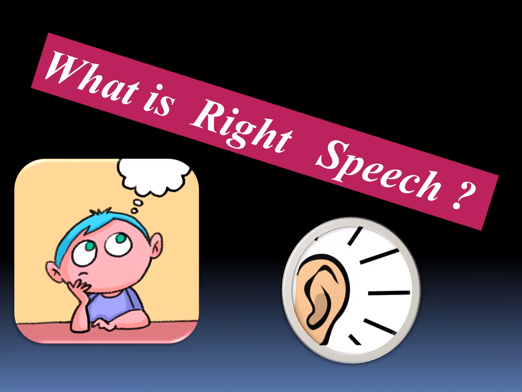Okay children, now we'll see what this right speech is. The Buddha was precise in his description of right speech. He defined it as abstaining from false speech, abstaining from malicious speech, abstaining from harsh speech, and abstaining from idle chatter.